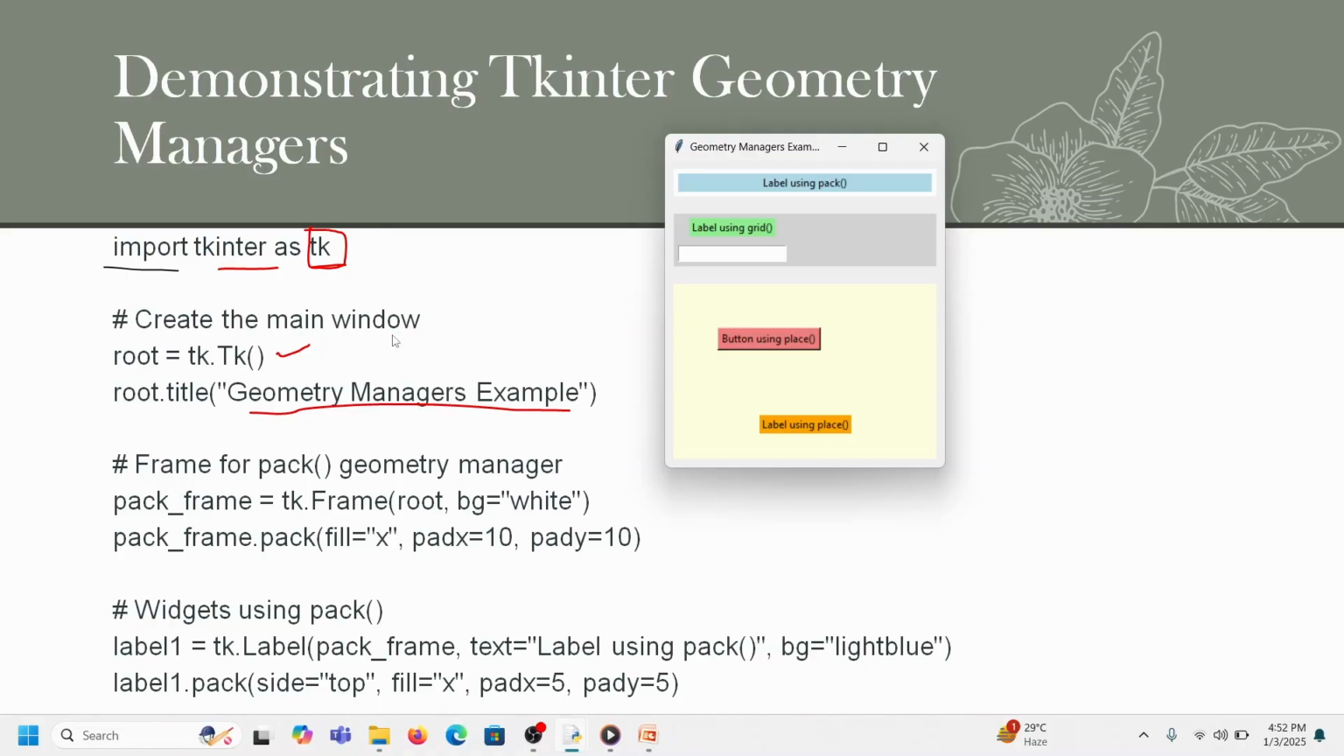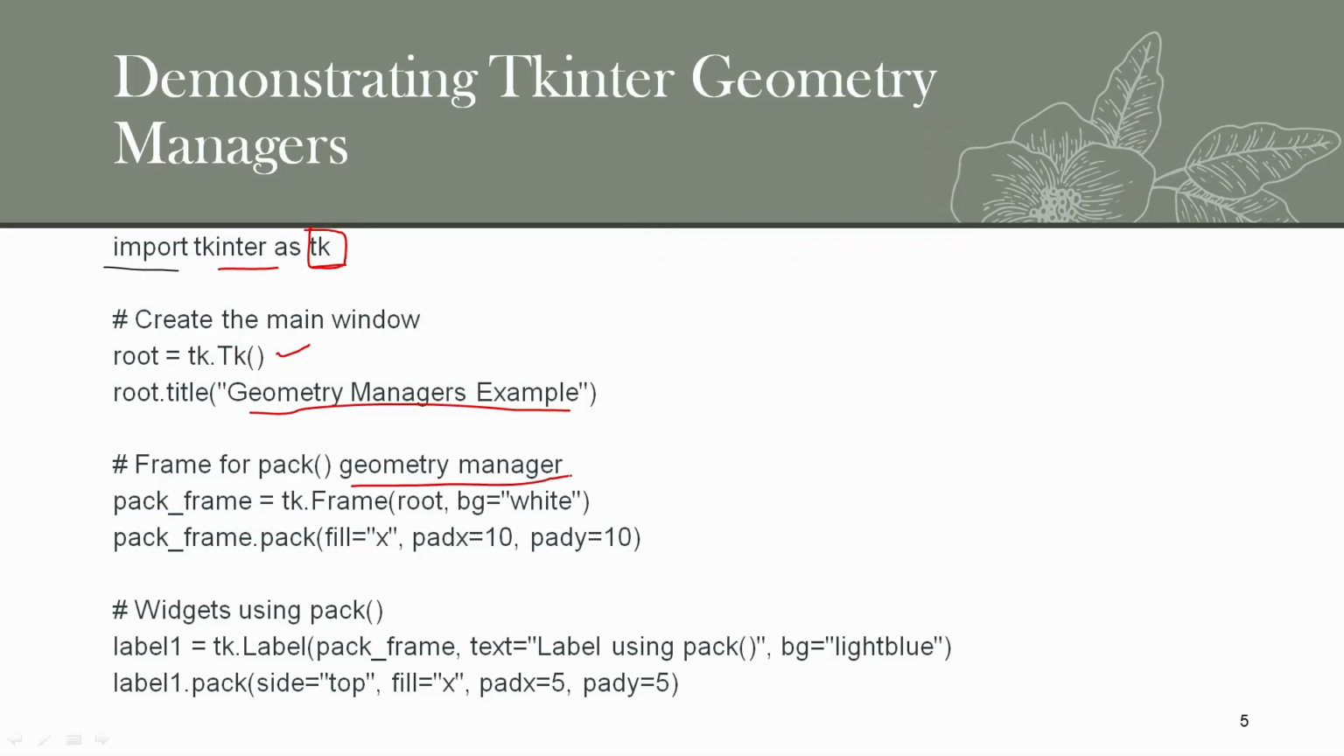So we create a main window. What is the root? The root is the main thing, root equals Tk, and Tk is nothing but tkinter. So we are creating a Tk(), and the root title is geometric manager example. Second, we are going to pack a frame using the pack geometric manager. This frame is tk.Frame of root, bg is the background color, white, and fill is x, padx is 10, pady is 10. Let's see the output.